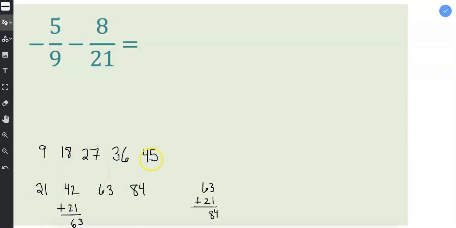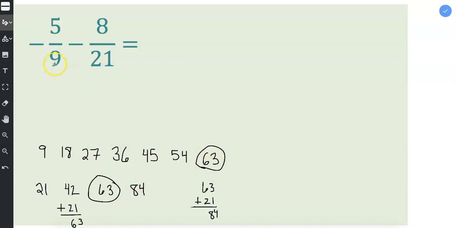So I'm going to start increasing the size of the multiples of 9 next. We were at 9 times 5 is 45, so 9 times 6 is 54. 9 times 7 is 63. And now I see that I finally have gone far enough so that we see a common multiple. So both 21 and 9 go into 63. So the least common denominator is 63.